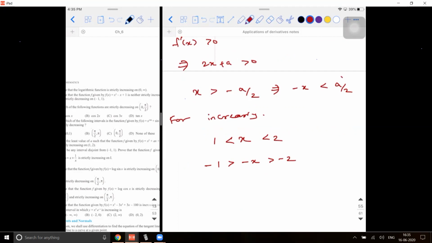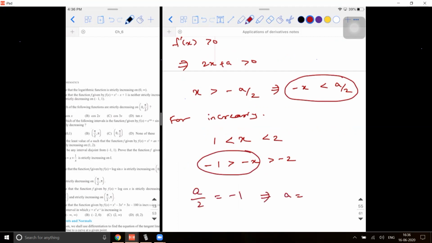So here compare this inequality and this one. Minus x should be less than a by 2. Here minus x should be less than minus 1. So what is the least value possible? Then the value of a by 2 should be equal to minus 1. So the least value of a that is possible is minus 2. Are you able to understand this? Yes, sir.